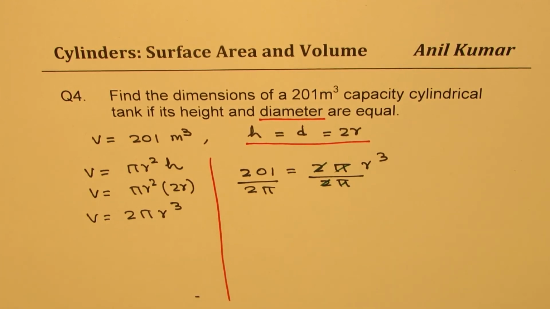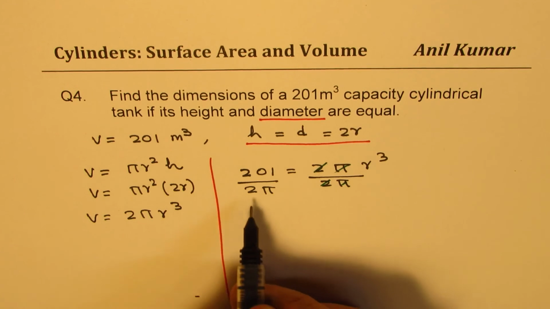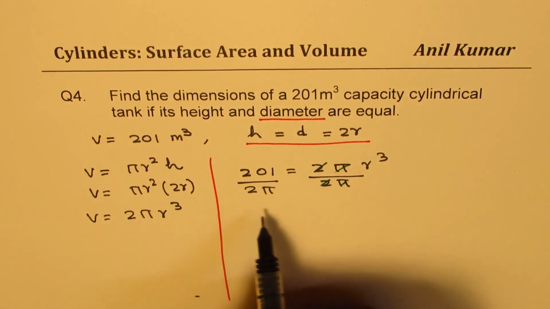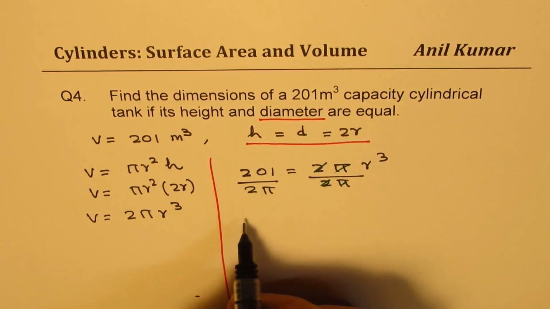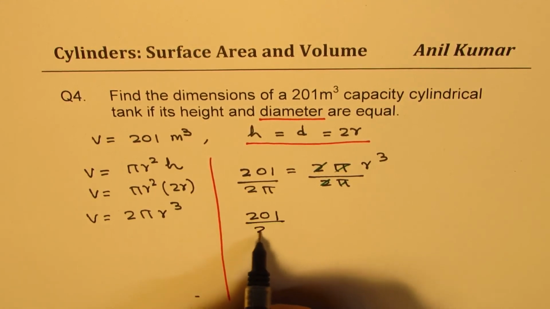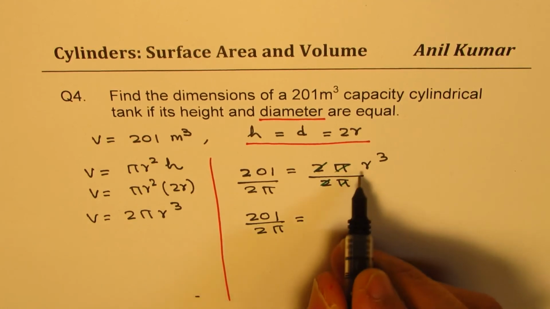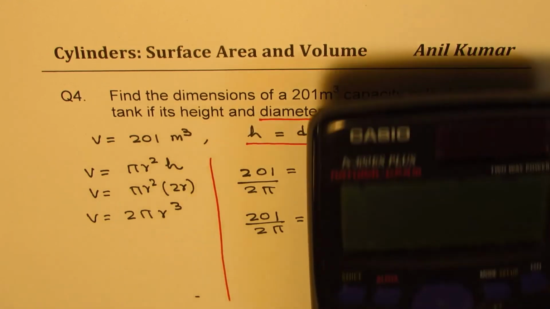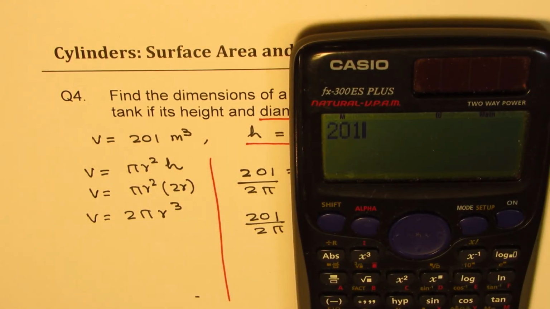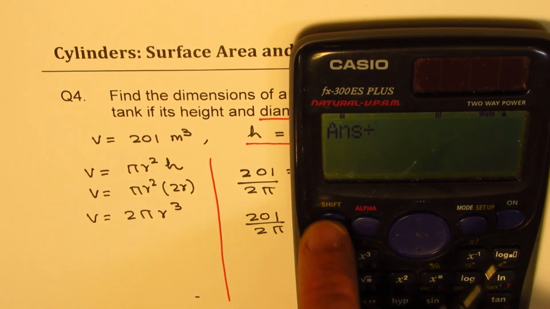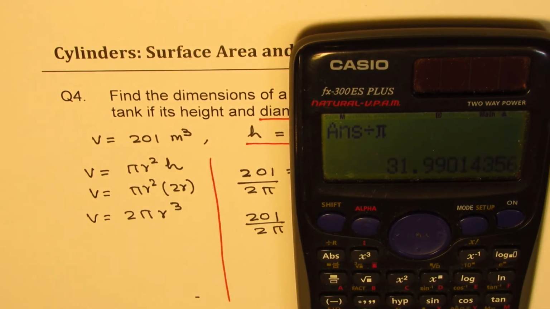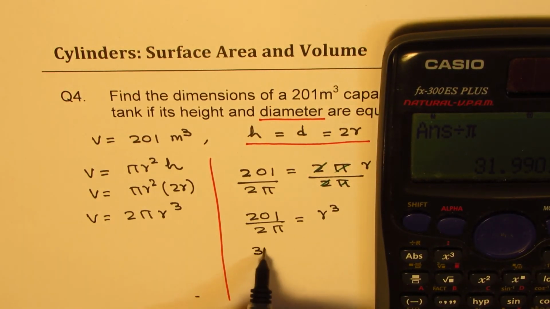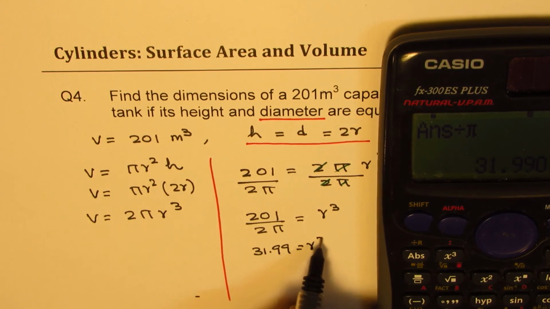And what you get here is 201 by 2 pi on the left side. You can divide by 2 also and get the result, but since we are going to use calculator, it is good enough to write like this. Is it okay? Pi is 3.14 and this is r cube. So let's use the calculator. We'll divide 201 by first 2 and then divide by pi, which is 3.14 for you, right? So what we get here is 31.99. So we get 31.99 equals r cube.